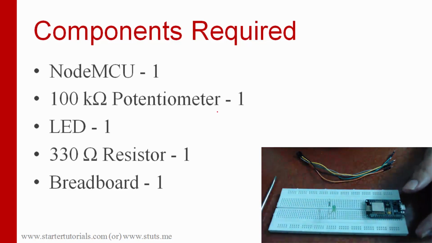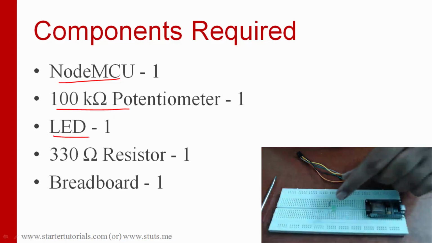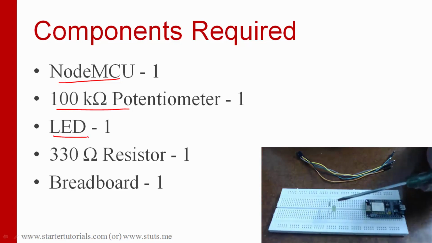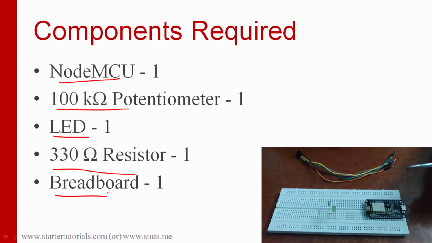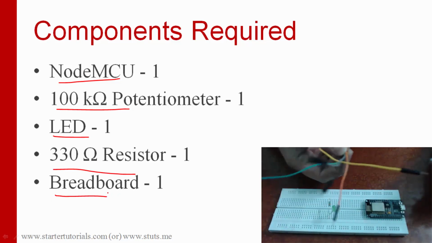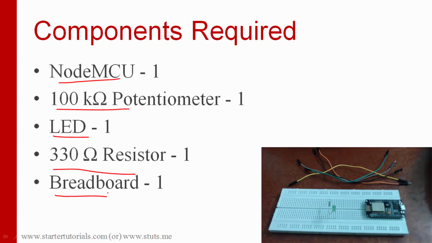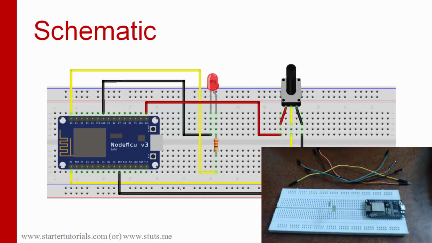So the components required are node MCU, 100 kilo ohms potentiometer, one LED. So here we have the LED, and this is the potentiometer, the node MCU, and a 330 ohms resistor which is already connected to the anode of LED, and one breadboard. Of course I am not mentioning jumper wires. We need jumper wires. So the diagram is like this, connections diagram.